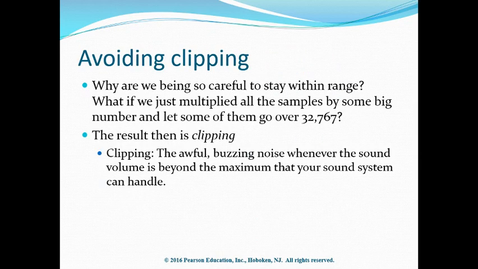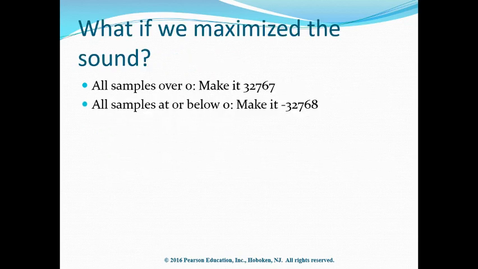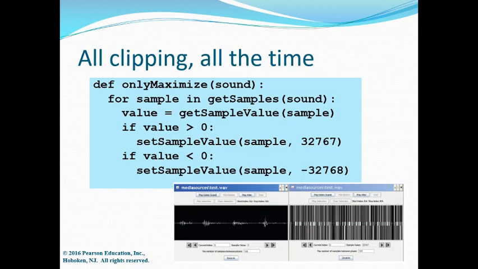So, avoiding clipping. Why are we being so careful to stay within range? What if we just multiply all the samples by some big number and let them go over 32,767? The result then is clipping. Clipping is the awful buzzing noise whenever the sound volume is beyond the maximum that your sound system can handle. What if we maximize the sound? All samples over 0 become 32,767, and all samples at or below 0 become negative. So all clipping all the time.